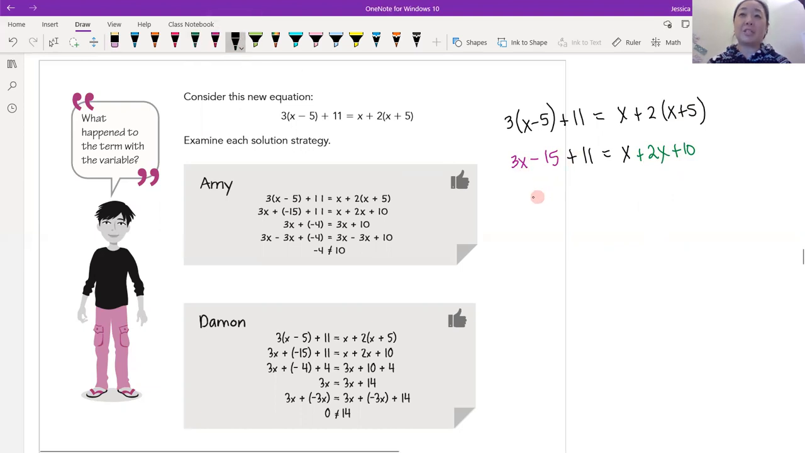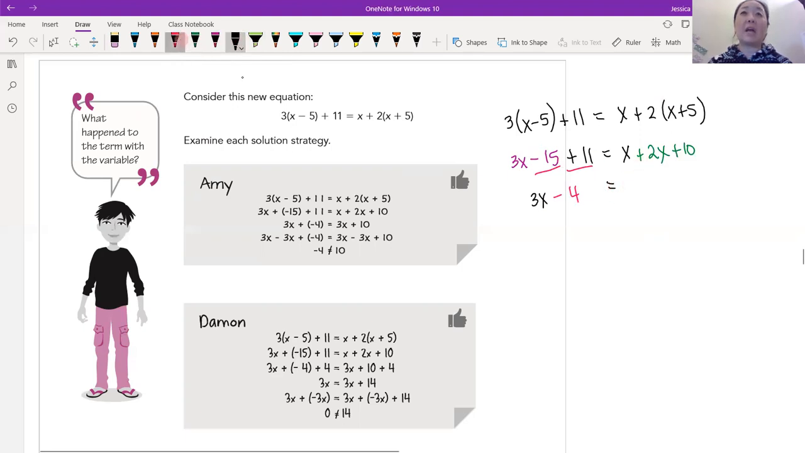So 3x is just 3x. There are no other x's on the left, so that just stays. Then I notice the negative 15. Some people like to do circles, maybe that's a little weird, but I like to underline. So the negative 15 plus 11 is going to be minus 4. And then we're going to go equals.